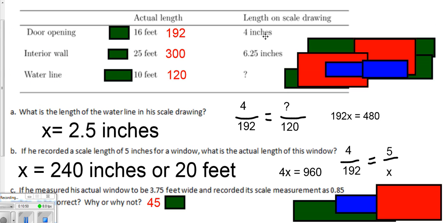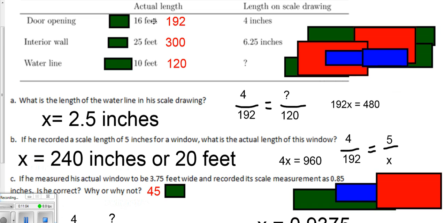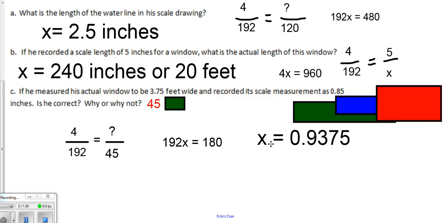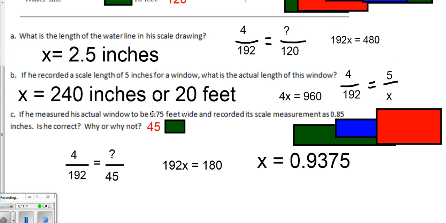Now, if we look at all of these numbers, 16 divided by 4 gave us 4 inches. 25 divided by 4 gives us 6.25. 10 divided by 4 gives us this 2.5 inches. So it might seem like we can just divide your feet by 4 to get your inches. So if we try that here, 3.75 divided by 4, we would get 0.85. So why didn't that work in this case? Why didn't it work just to divide by 4 and get down to our exact inches measurement?